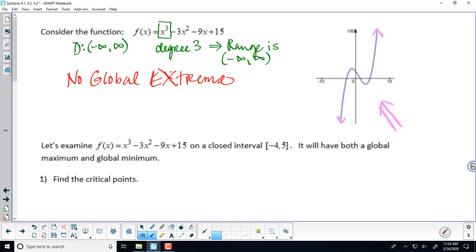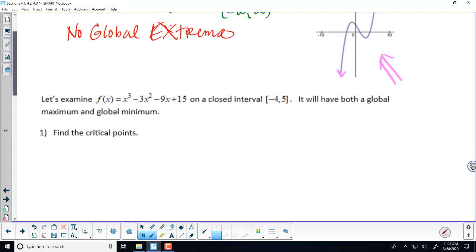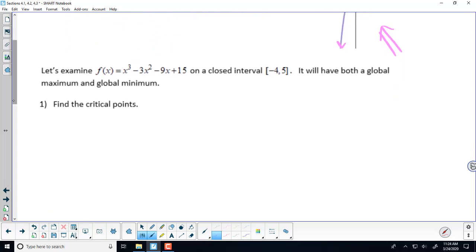No highest or lowest point, okay? But if I restrict the domain to a closed interval, closed means it includes its endpoints. This is the way we wrote it in college algebra, but in our book, we're going to see it written like this with inequality notation. So know that it is the same. Basically saying, if we're only looking at the part of the graph between -4 and 5, including those endpoints.